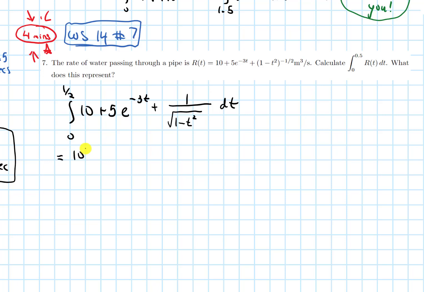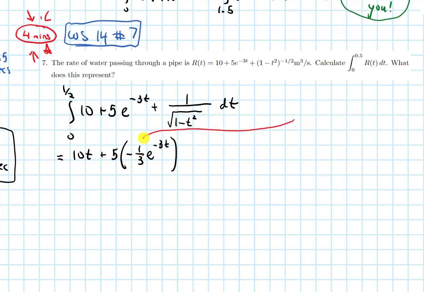For the 10, I'll get 10t. For the next term, 5 is multiplying this function, and 5 is a constant. So the 5 will stay multiplying the antiderivative of e to the negative 3t. So that's going to be e to the negative 3t. But then to sort of undo what the chain rule would do, if I were to take the derivative of this, I have to multiply by a negative 1/3. Or in other words, I got to divide by negative 3.